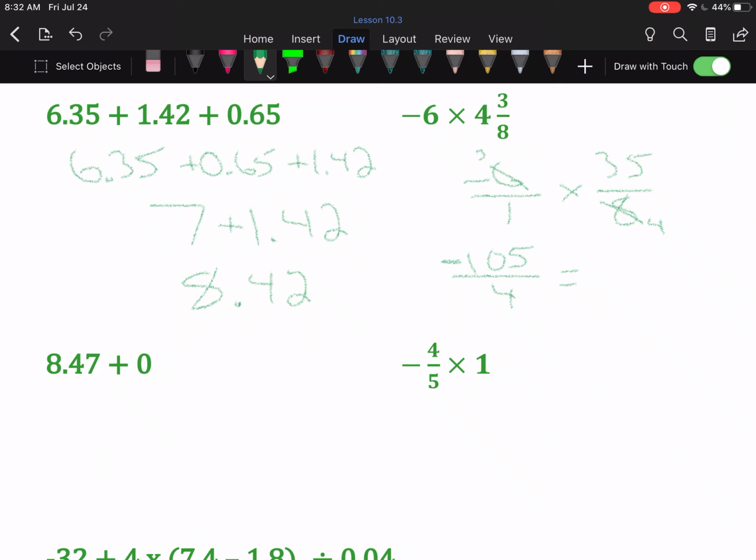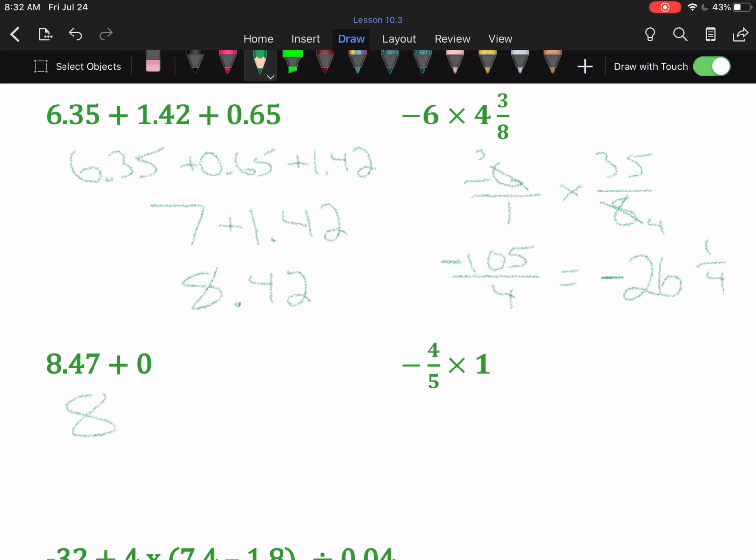Now, how many 4s can we take out of 105? 21. And realize I brought my negative sign with me. That's why it's -21. 21 4s. I'm sorry, 21 4s is not enough. It's 26. 25 4s is 100. 26 4s is 104. I'm taking 104 away from 105. That's just 1 left. So we've got negative 26 and a fourth.